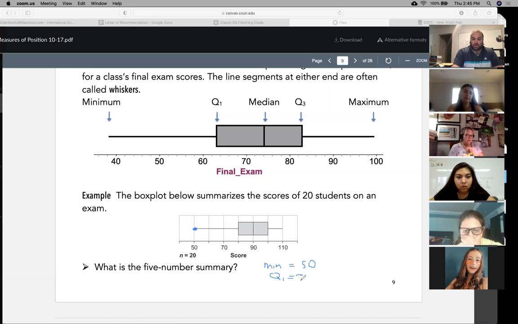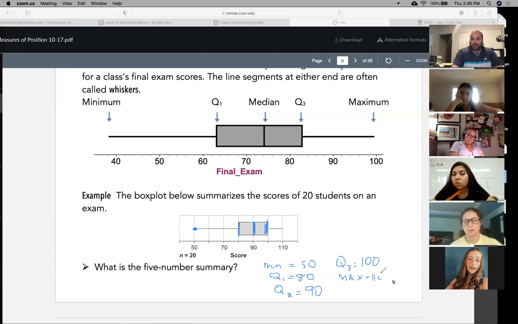What's Q1? 80. What's Q2? 90. What's Q3? 100. What's the maximum? 110. So the 5-number summary: 50, 80, 90, 100, 110.